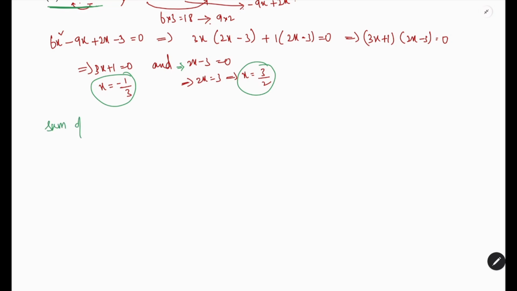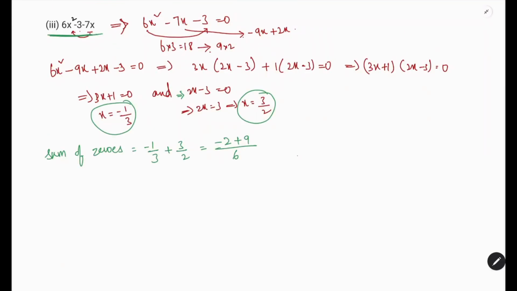So sum of zeros equal to minus 1 by 3 plus 3 by 2. Take LCM, 3 2s are 6. Minus 2 plus 9 equal to 7 by 6. Now product of zeros equal to minus 1 by 3 into 3 by 2. The 3s cancel, equal to minus 1 by 2.